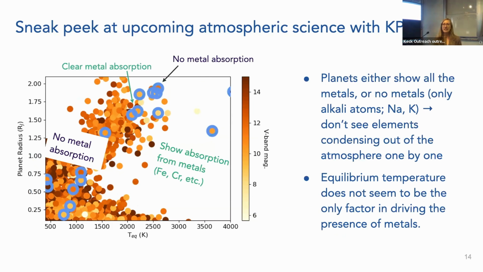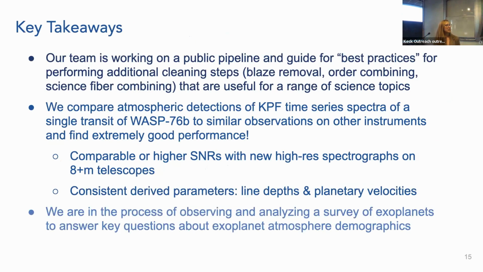However, what we're seeing is not exactly that. We're seeing that some planets that have hotter equilibrium temperatures seem to have no metals, and some planets that have slightly cooler equilibrium temperatures have more of these metals. And also, it doesn't seem like we're removing these one at a time. It seems like the planets have all the metals or none of the metals. And so this is just super preliminary, but that's some of the questions that we hope to be able to answer with this survey. So I'll just leave up my conclusions now and take questions.